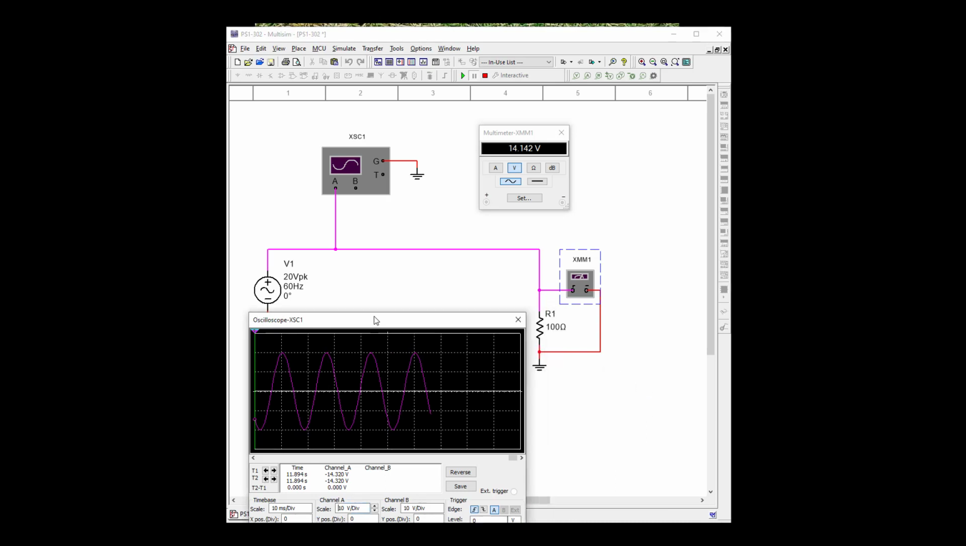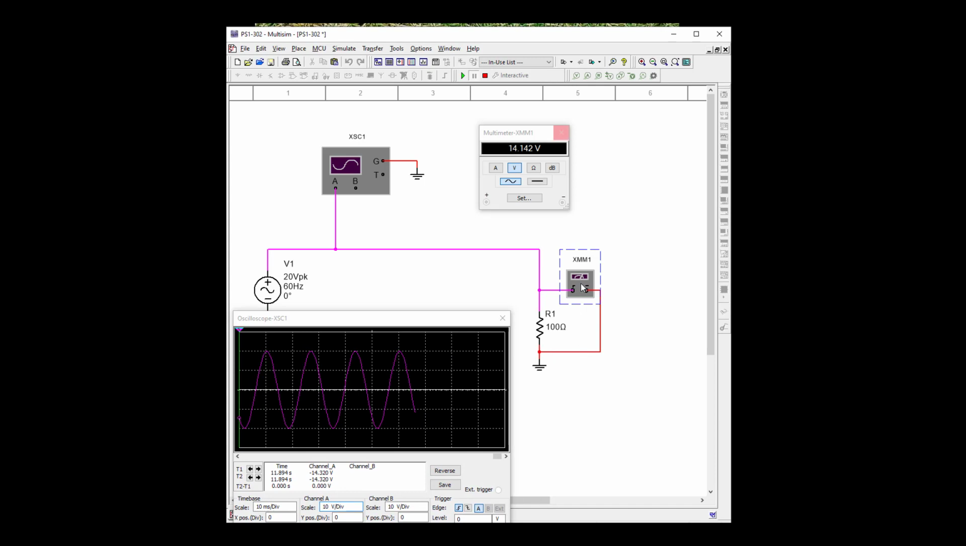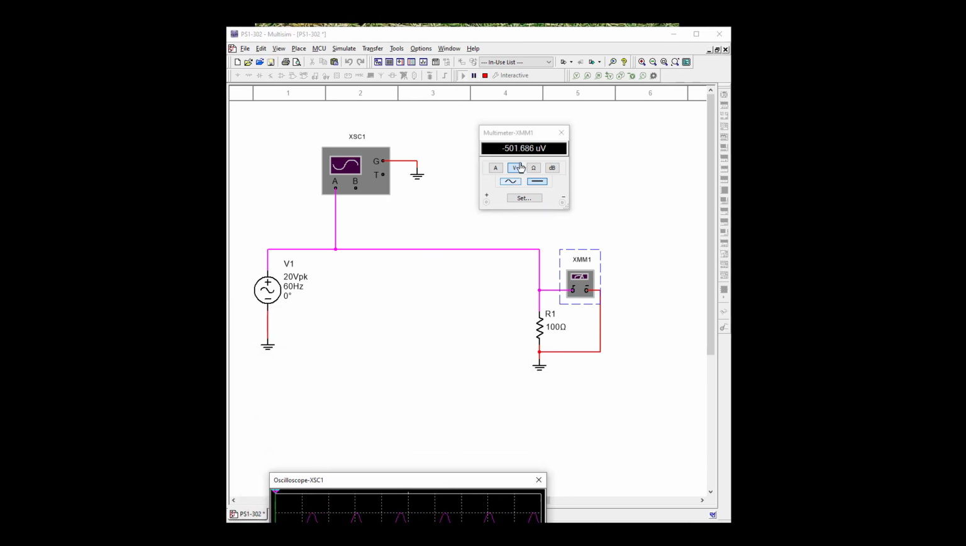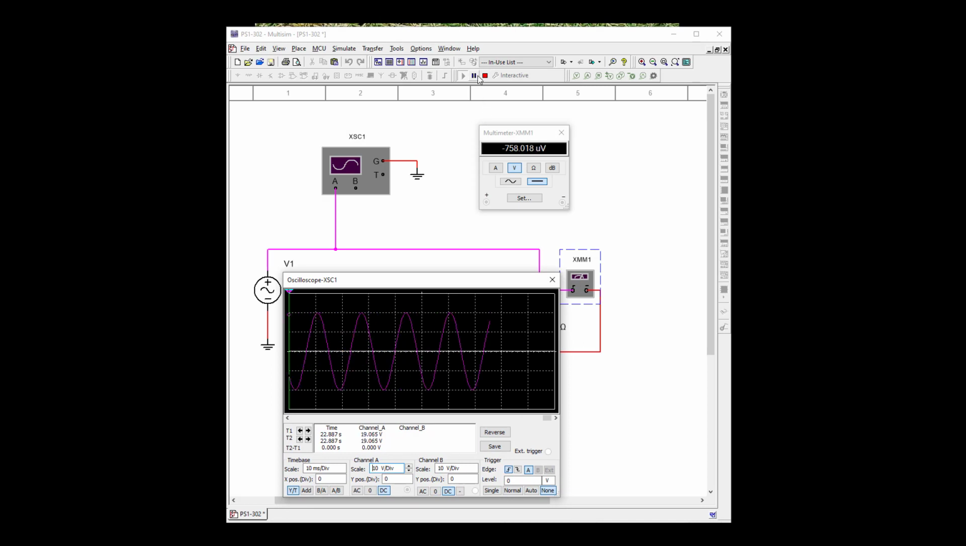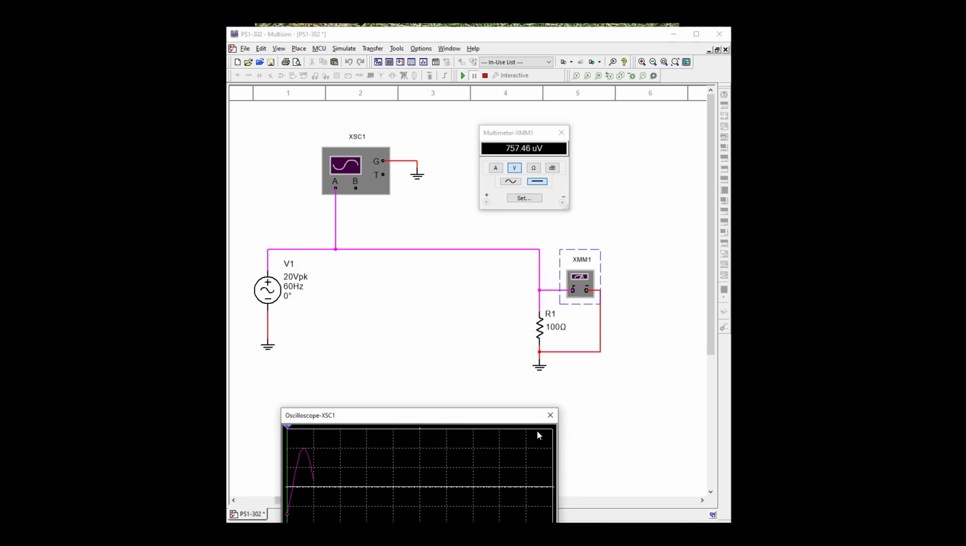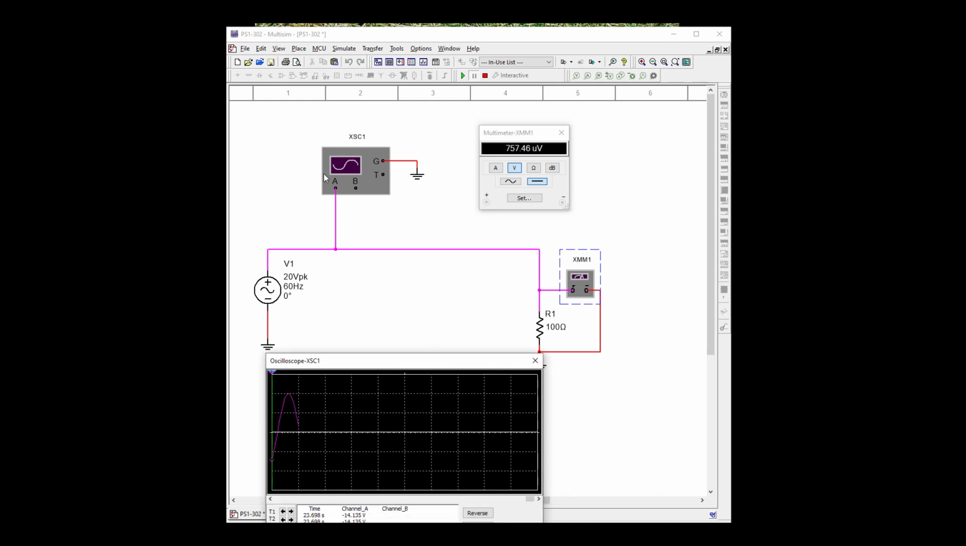Okay, so if we try to measure DC on this, it's going to be 0. And here we have it bouncing between microvolts, so it's pretty close to 0. So what we're doing is we're measuring the positive and negative, and since they're equal pretty much, we're going to zero out. So if we use a DC meter to measure voltage on AC, it's going to go to 0.